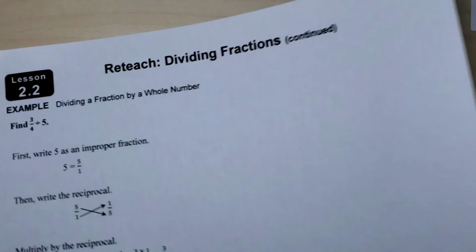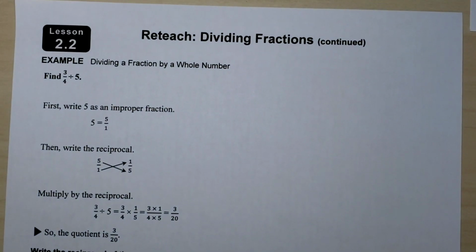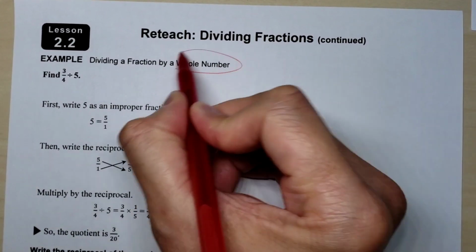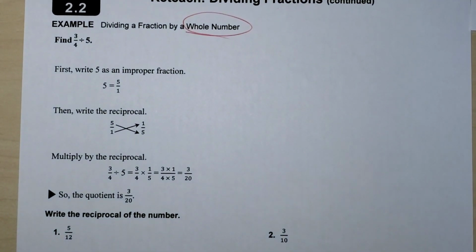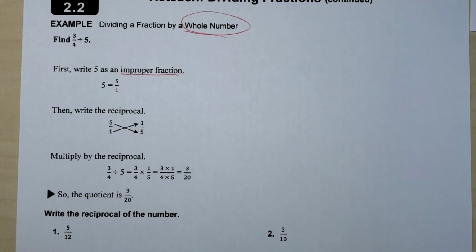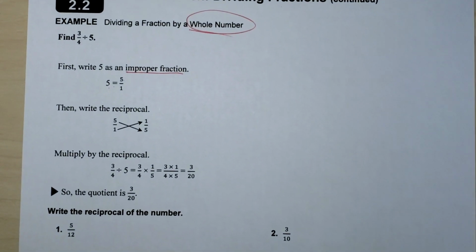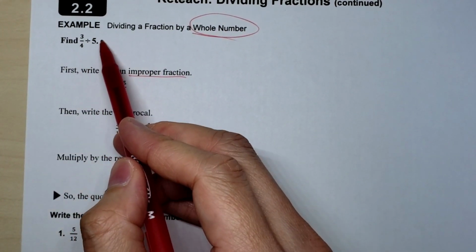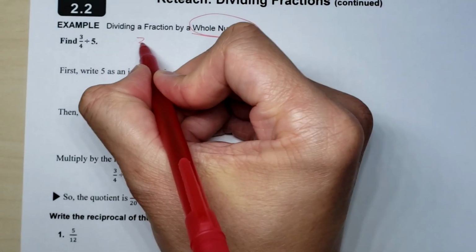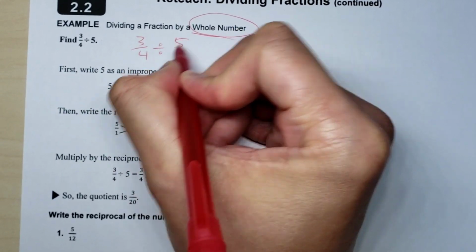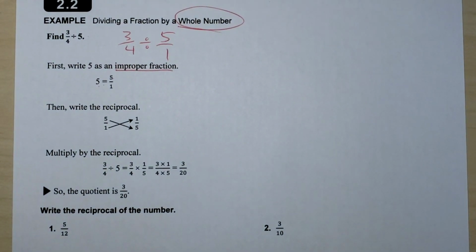Now, what if it's dividing fractions by a whole number? Again, we know that a whole number can be written as an improper fraction. It's the same thing. 5 is the same thing as saying 5/1. So when we divide 3/4 divided by 5, it's the same thing as saying 3/4 divided by 5/1.